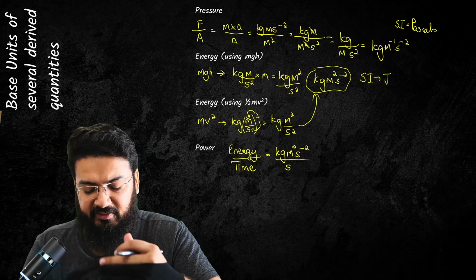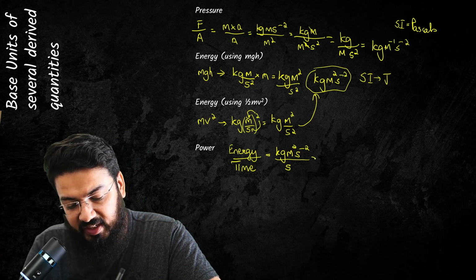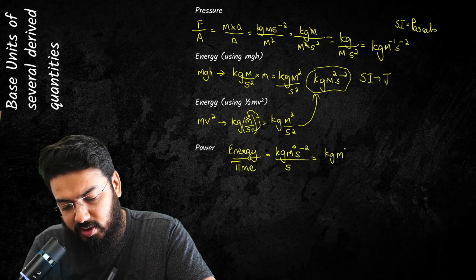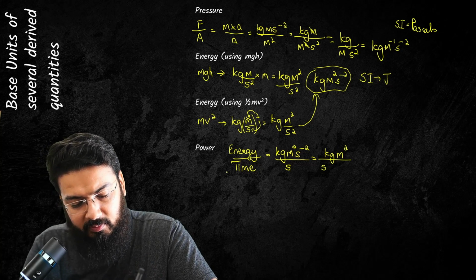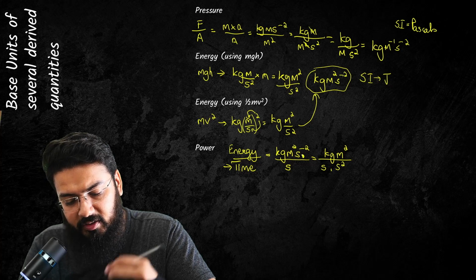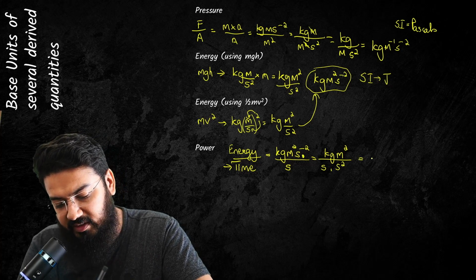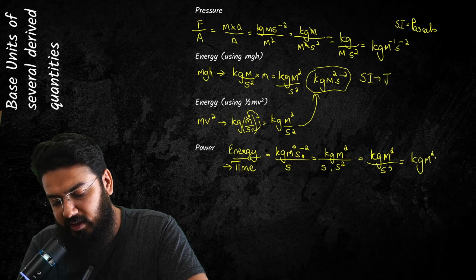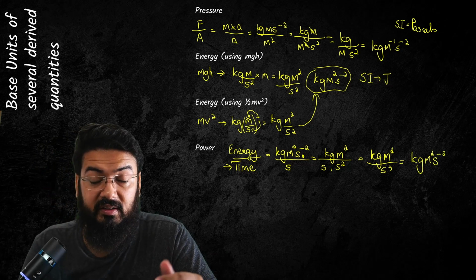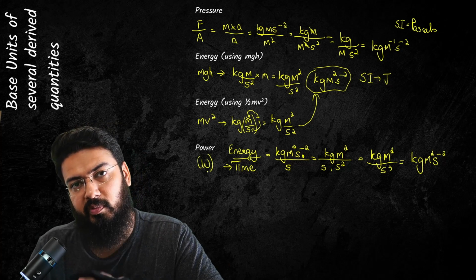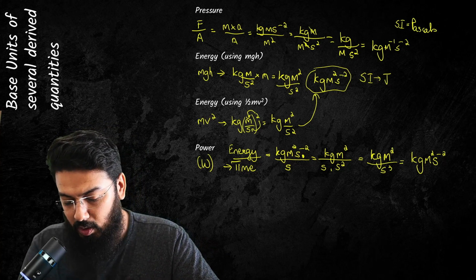Again, I don't want negative power, so I'm going to bring the second squared down. So kilograms, and then you've got meter squared, and then you've got second from this time right here, and the second squared from here. So now the base unit for power is going to be kilograms meter squared per second cubed. And the SI unit for power, everyone knows, is watts. So the base unit is kilogram meter squared per second cubed, and the SI unit is going to be watts.